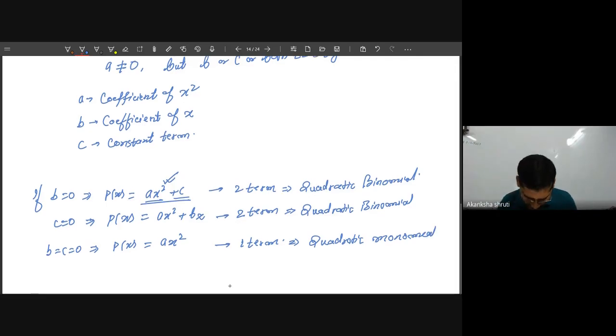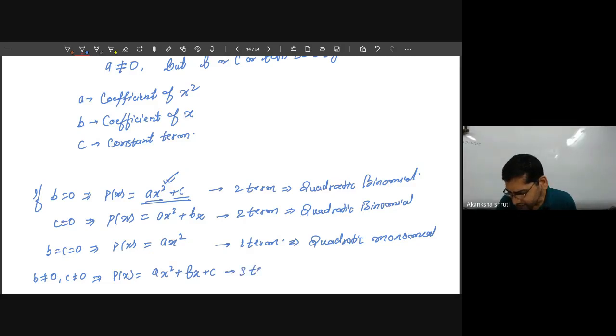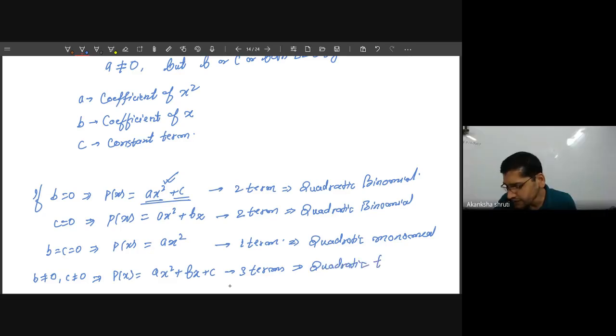If b is not equal to 0 and c is also not equal to 0, at this time the polynomial given in the general form, ax square plus bx plus c, none of the terms will be 0. It has 3 terms, and it is quadratic. Yes, trinomial. Very good. It becomes trinomial. So in general, quadratic means any of these types, all are quadratic. So how to factorize that? How to get its zeros? That we are going to learn today.